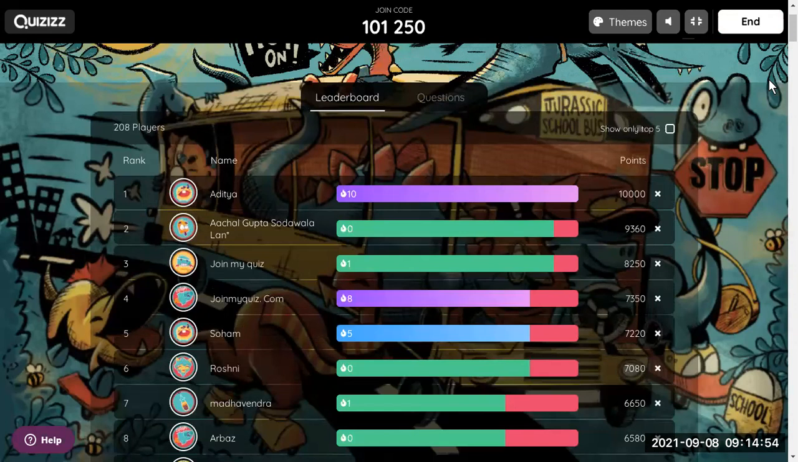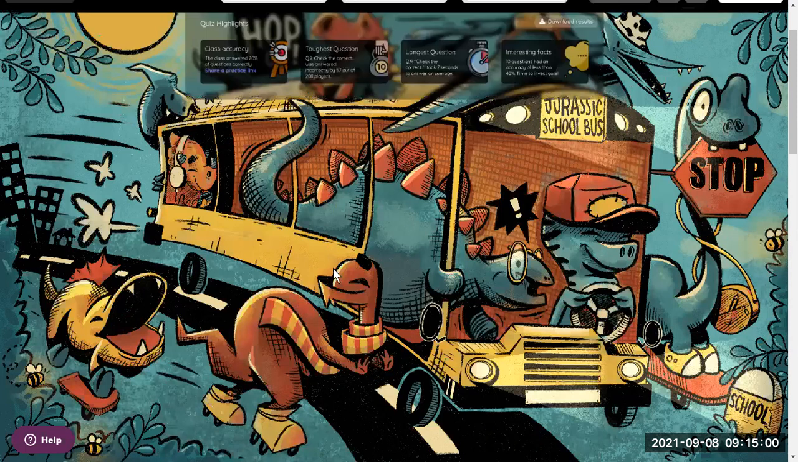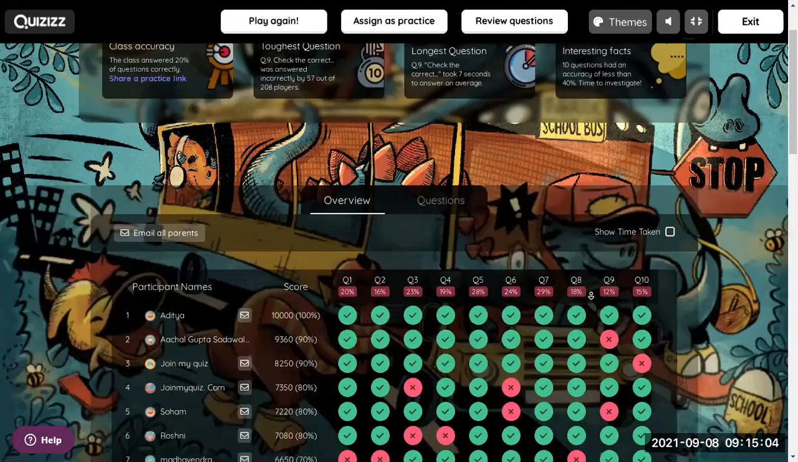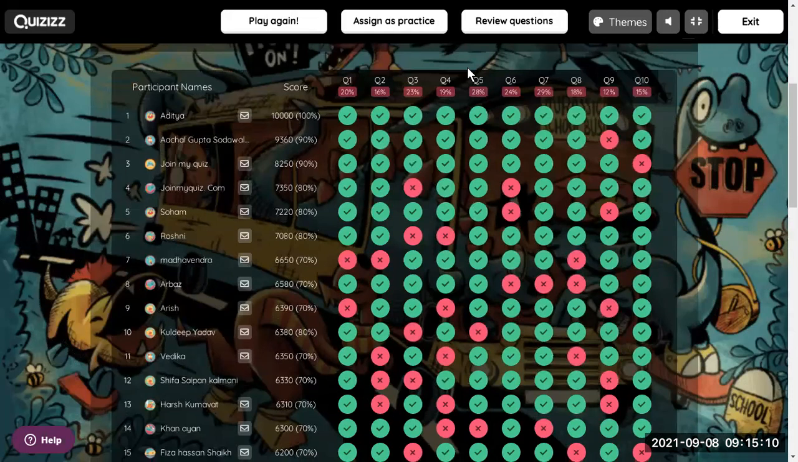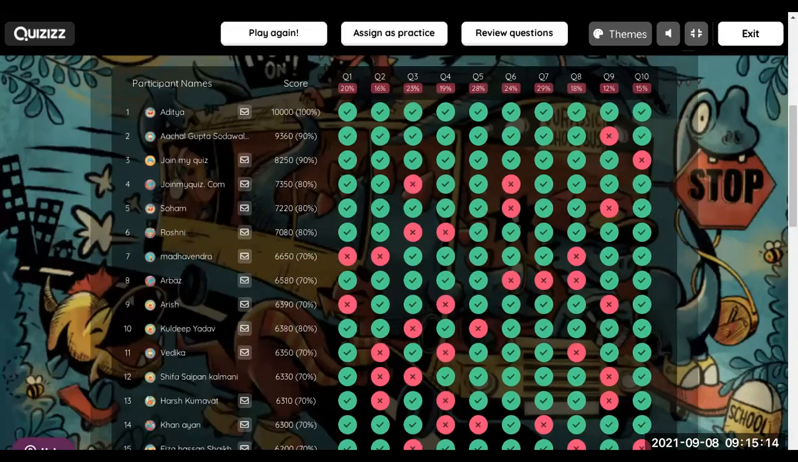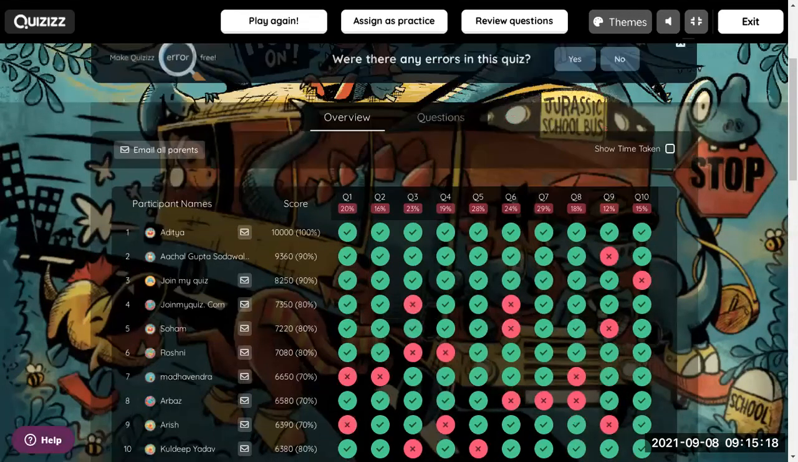Achal on second and Aditya on first. And of course, we can look at the top 10 participants: Soham, Roshni, Madhavendra, Arbaz, Arish, Kuldeep Yadav. Well done, students. Now let's look at the questions quickly. What were the questions for those who couldn't join, who couldn't answer? Okay, let's take a look at the questions.